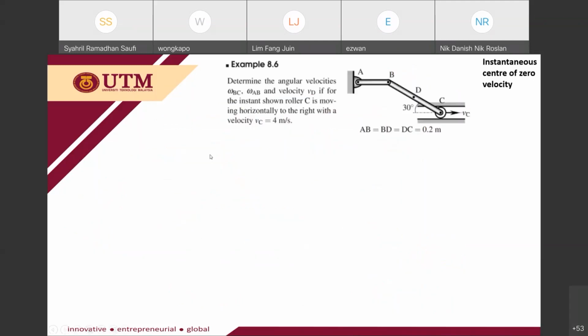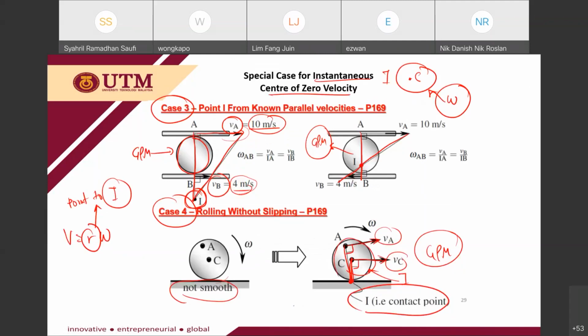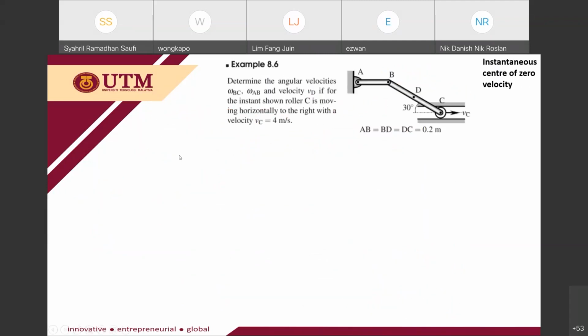All right. So in the next class, we will do this example, 8.6. I think that's all for today. Before I end the class, do you have any questions?